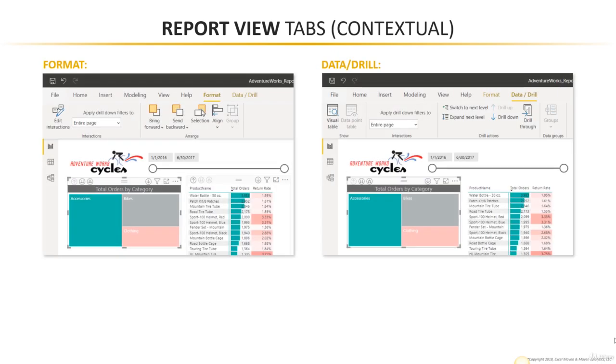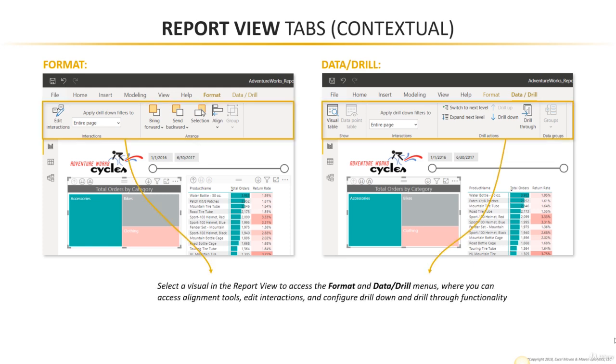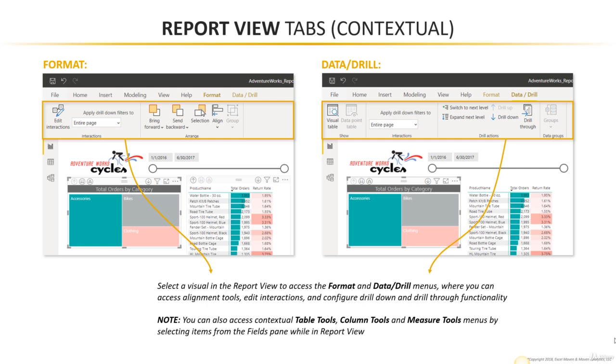Now in the report view, you'll also see a couple different contextual menus, like the Format and Data Drill menus. And these are only going to appear when you have a visual selected. And inside of these menus, you're going to find the same old tools that you're used to seeing. You can access alignment tools, you can edit visual interactions, configure your drill down and drill through functionality. We'll talk about all that stuff later. Another thing to note here, you can access contextual menus like table tools, column tools, and measure tools right here in your report view as well by selecting items in your field list, which we're going to talk about next.